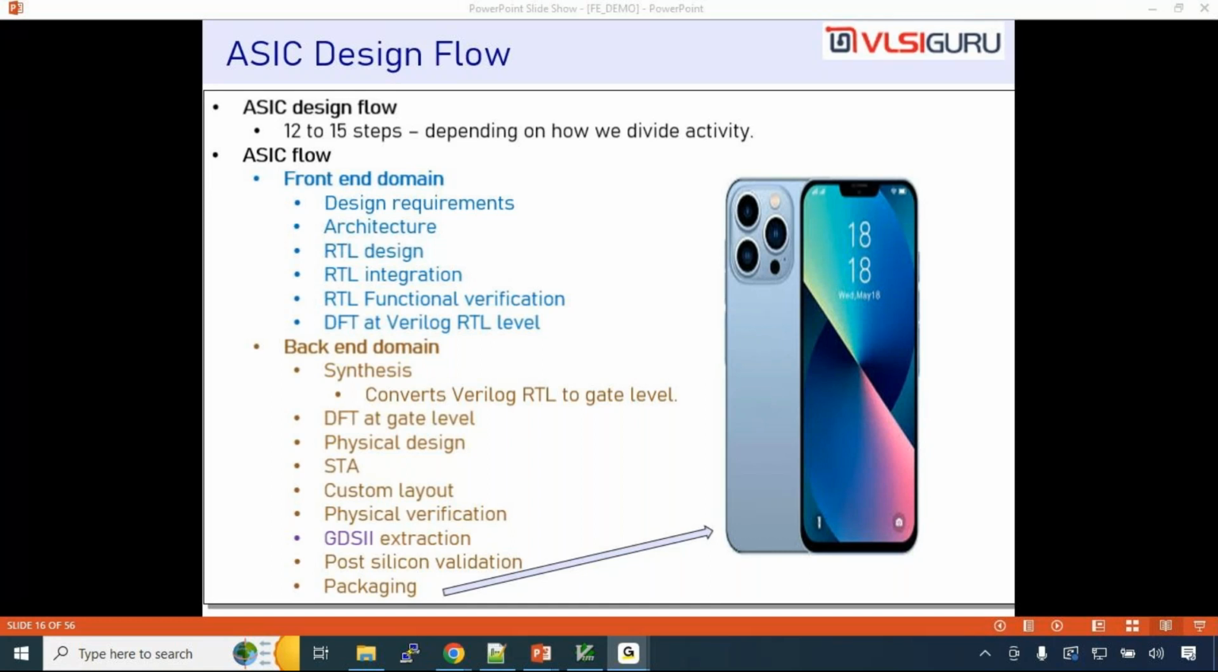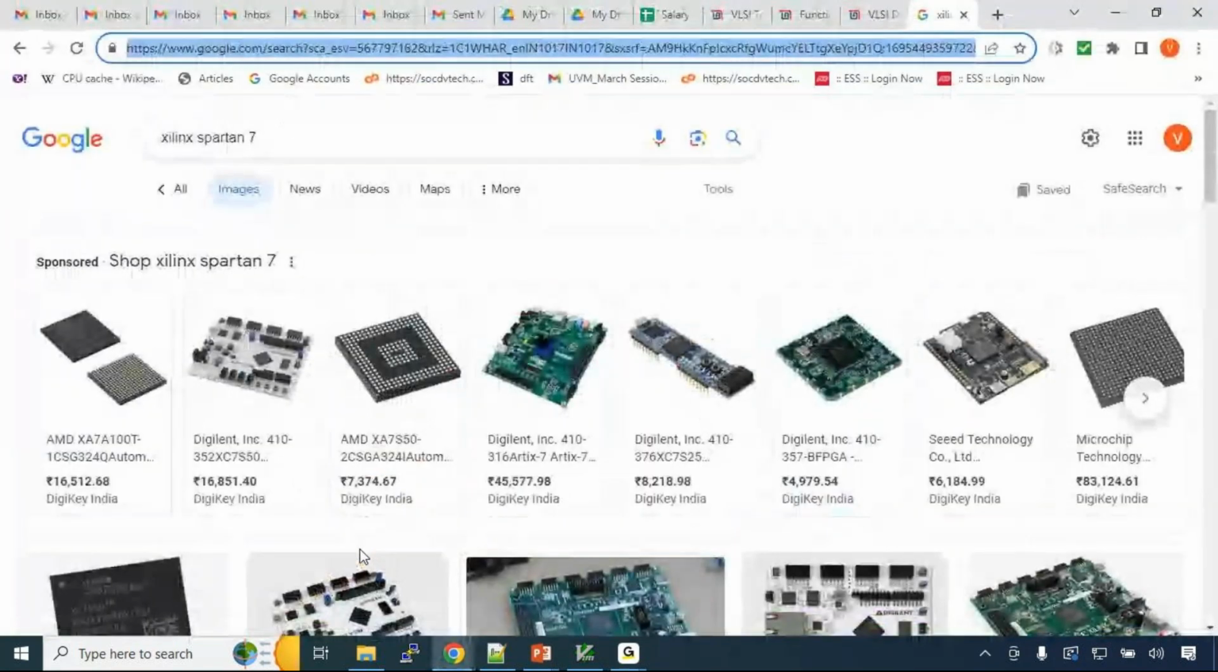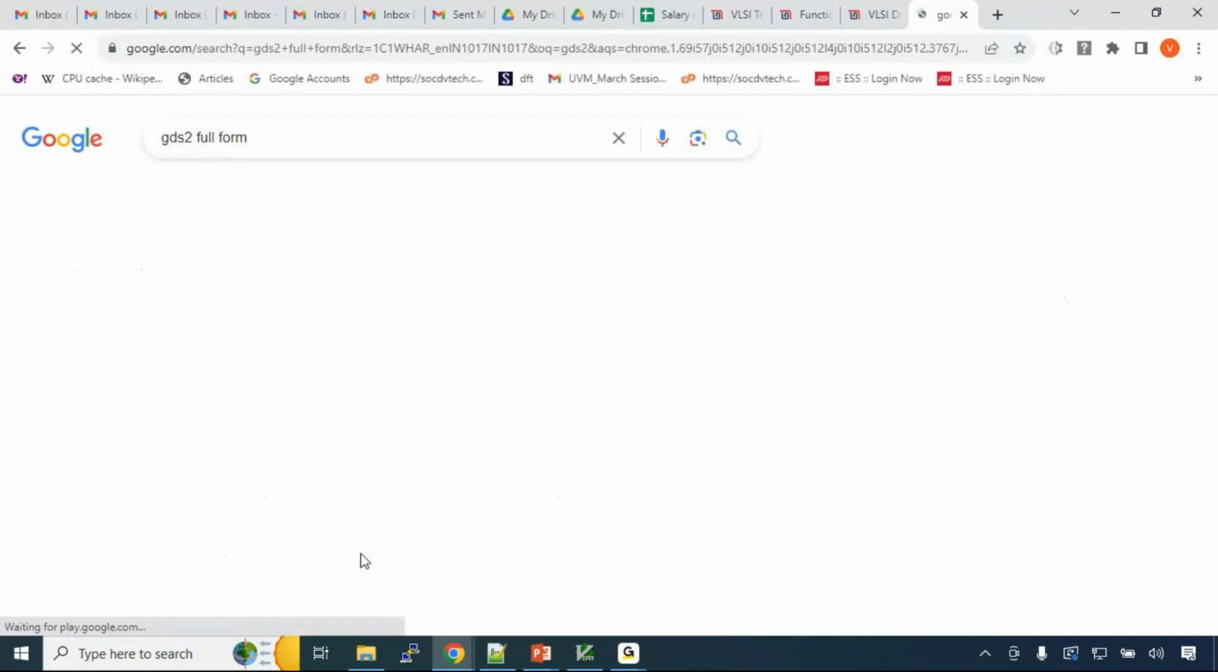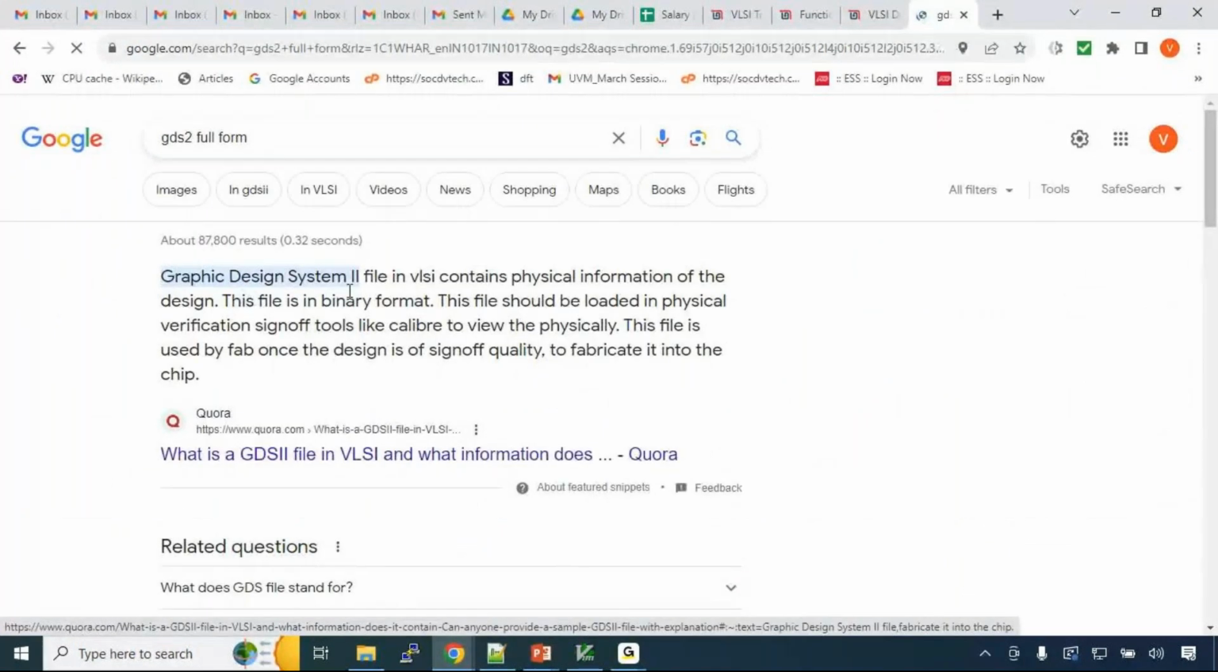Yeah, someone online had a question. Please ask now. What is GDS2 extraction? Let me show you in Google. GDS2 stands for Graphic Design System 2. In VLSI, it contains the physical information of the design.